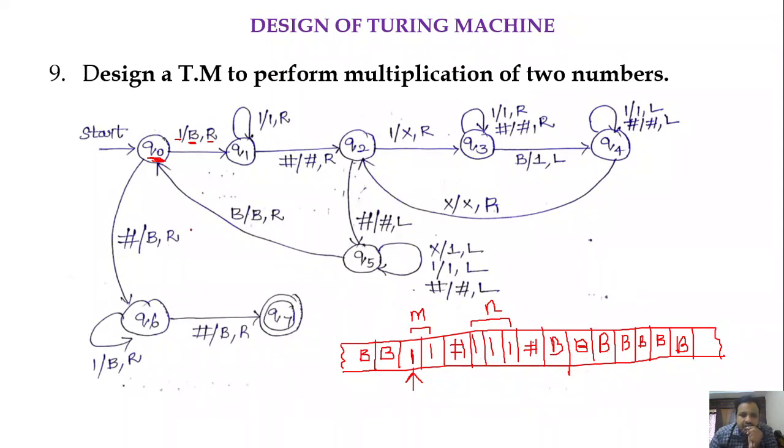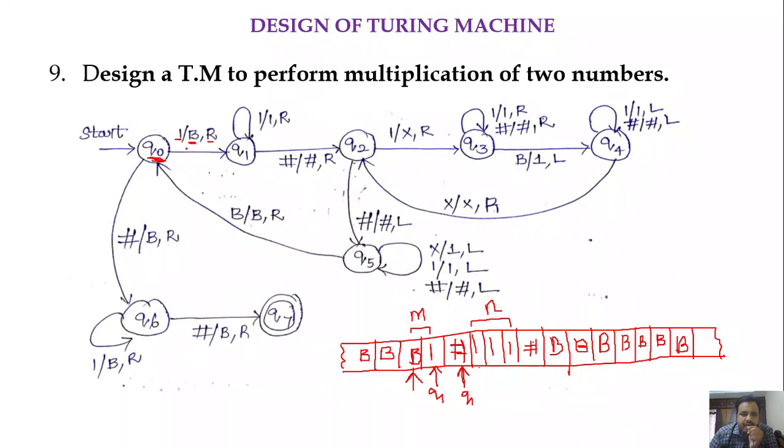So when we read this one in Q naught, we replace that one with a blank and move the head towards right. On moving the head towards right, we also change the state from Q naught to Q1. If we are in state Q1 and the input is 1, we keep that 1 as it is and move the head towards right. In Q1, if we get hash, we move the head towards right and change the state from Q1 to Q2.